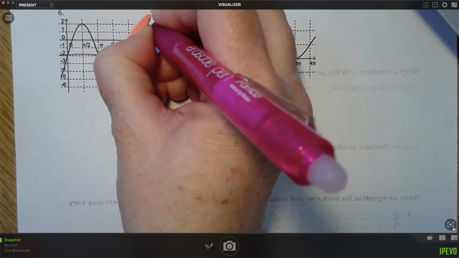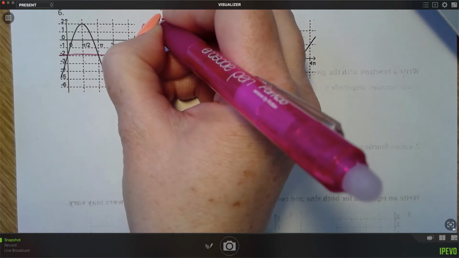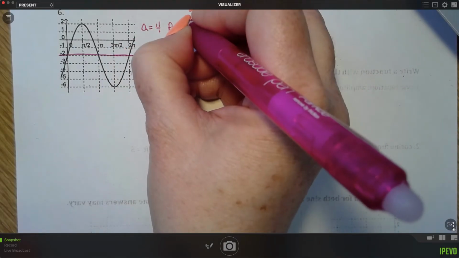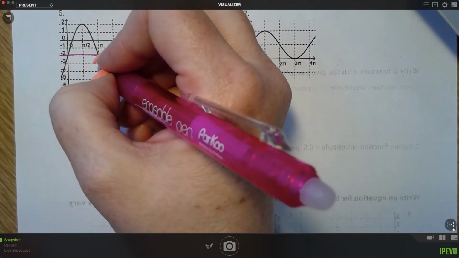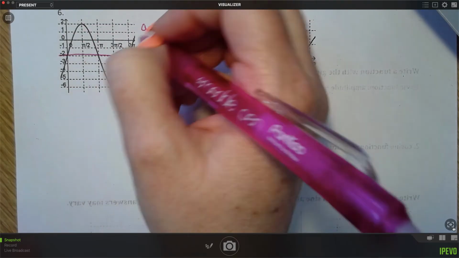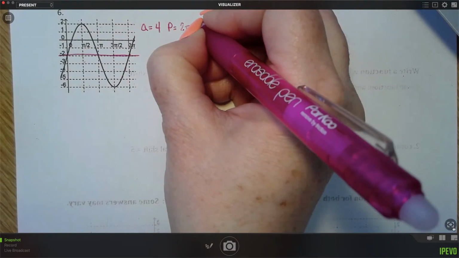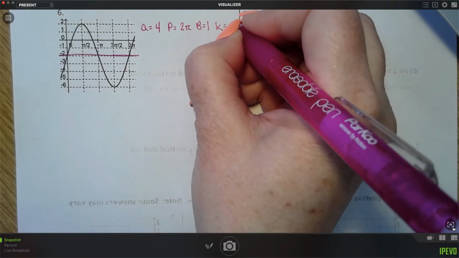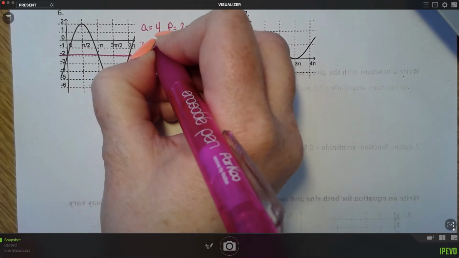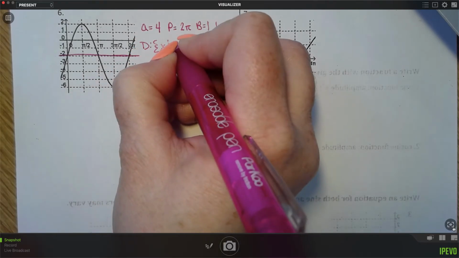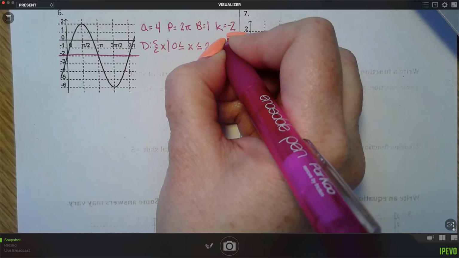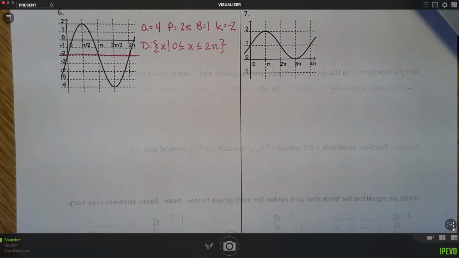So a equals 4. And then p is 2 pi, because you only have one period here. So b is 1, and our k is what? -2. And then the domain is 0 to 2 pi. Now it's going to feel like you write 0 to 2 pi a lot, but don't just assume it's 0 to 2 pi, because if you look at the next ones, it's not 0 to 2 pi, is it?